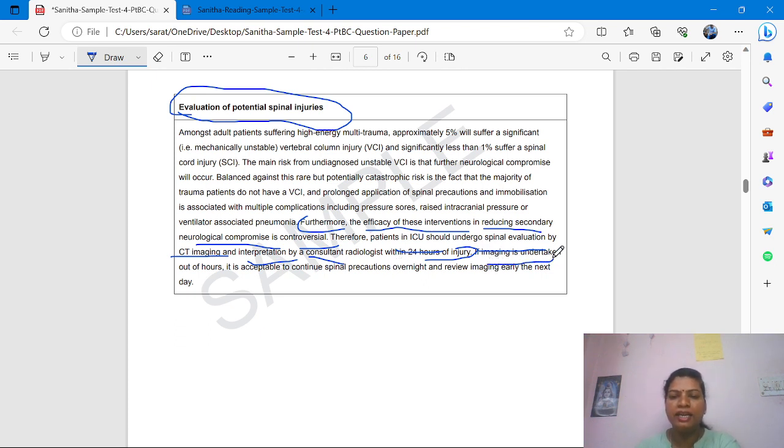If imaging is undertaken out of hours, okay, 24 hours completed, it is acceptable to continue spinal precautions overnight and review imaging early the next day. Secondary, we have to complete the protocol. We have to find out if there is any spinal injury within 24 hours. If sometimes it happens, it is acceptable to continue spinal precautions overnight and review the next day.